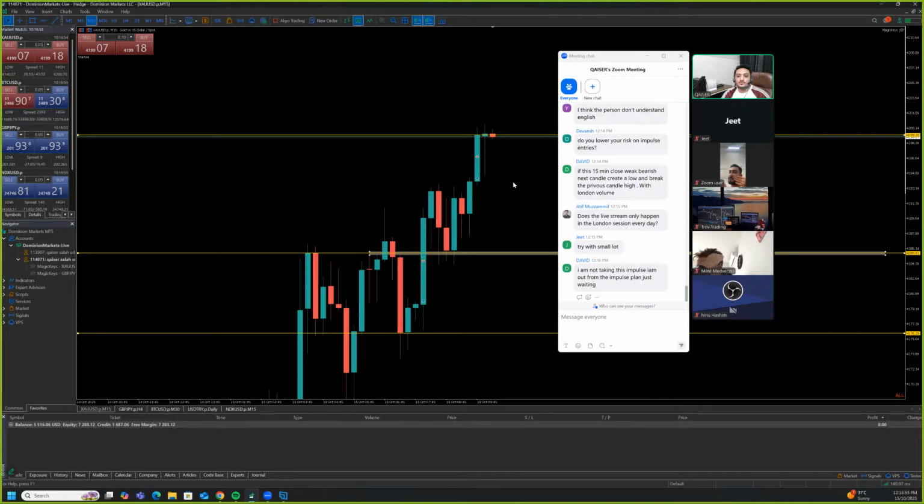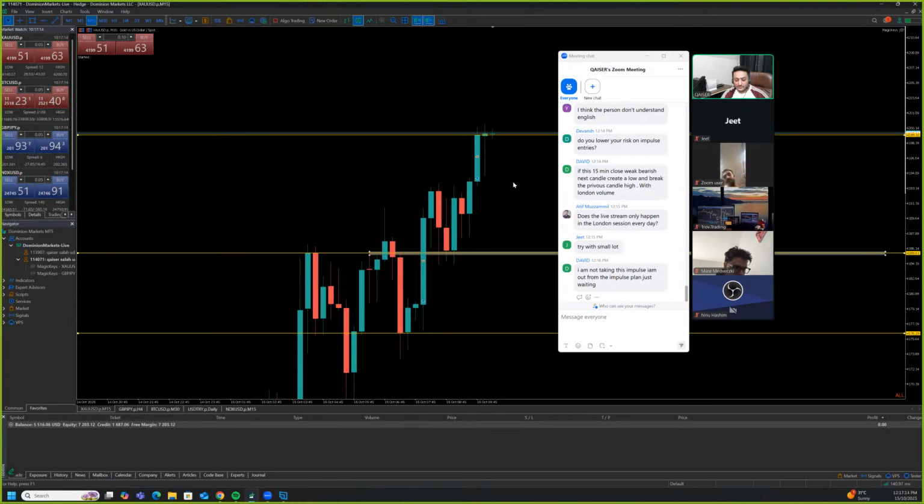Okay, do you lower your risk on impulse entries? No, it depends on the SL I'm getting there. I never lower the risk if I'm facing an impulse entry. If my structure is printed there, I will execute on that one.